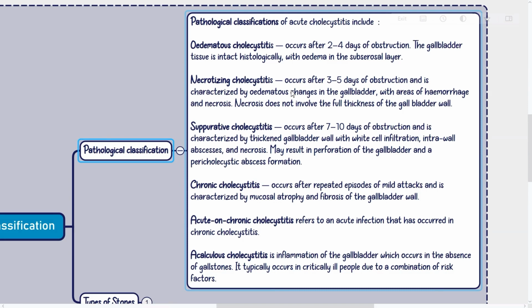Acalculous cholecystitis is inflammation of the gallbladder which occurs in the absence of gallstones. It typically occurs in critically ill people due to a combination of risk factors.